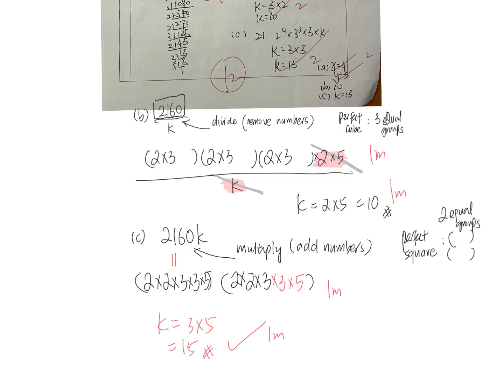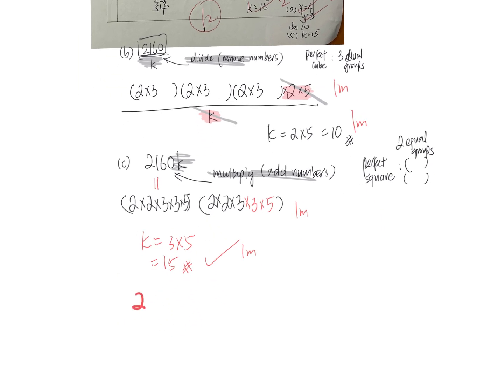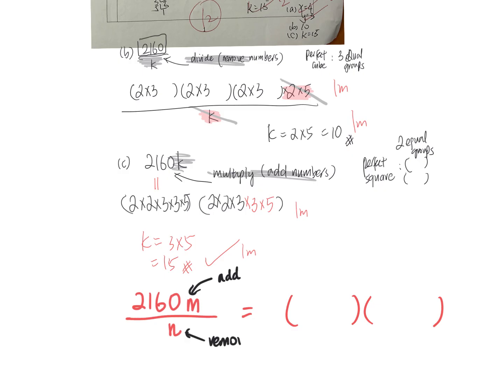Okay, next question. I wait for a while in case you're copying. So you might want to make notes somewhere about divide means remove, multiply means add. If I combine 2 together, like that, then I say make it into a perfect square. It is also possible. Means you are free to add in numbers and remove. So you can decide what to add in, what to remove.